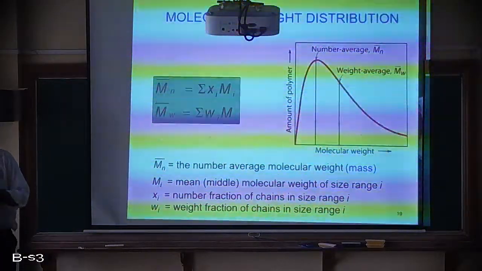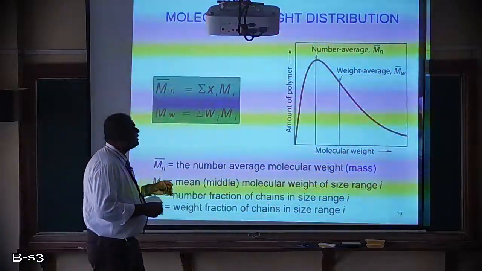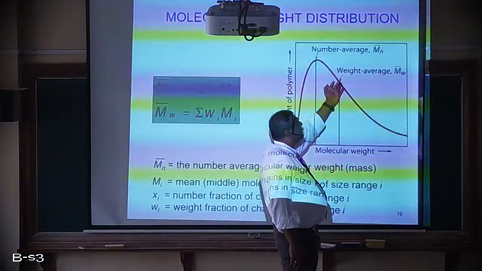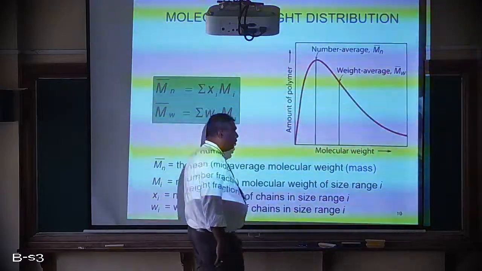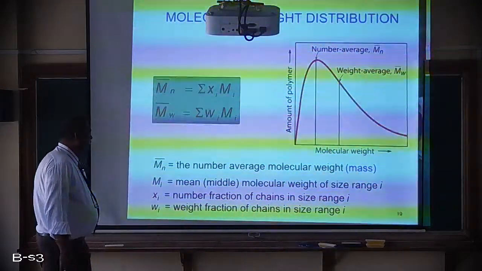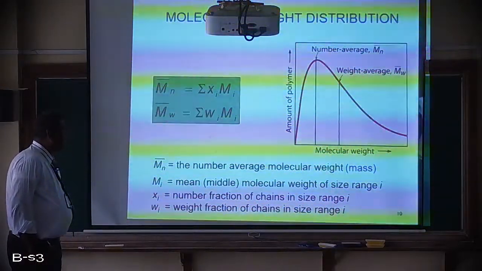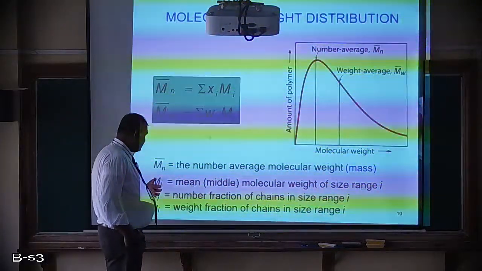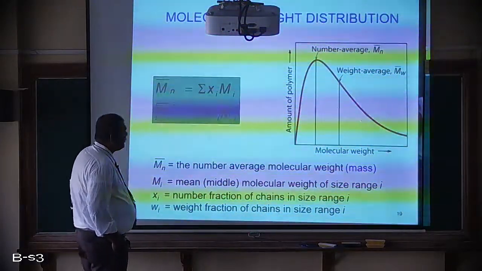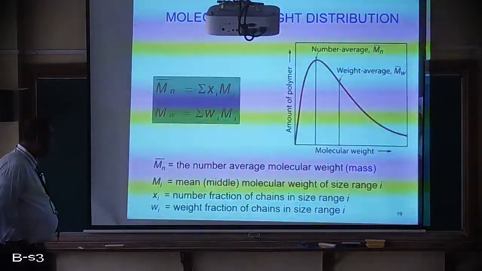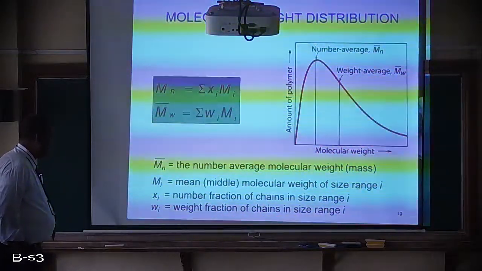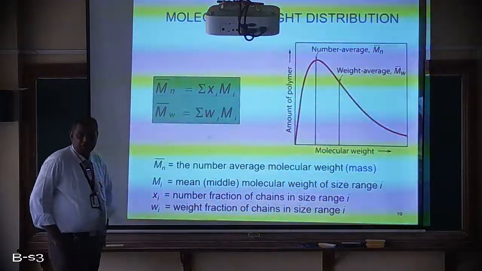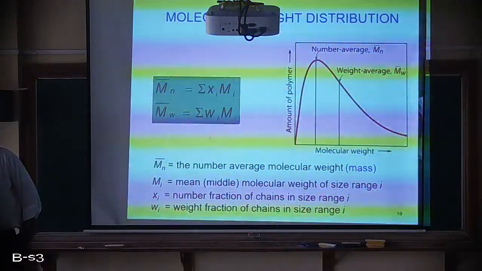So this is the molecular weight distribution. You can see the average number of molecules and average molecular weight. Here Mn is nothing but the number average molecular weight, that is mass. Mi is the mean molecular weight of the size range, and xi is the number fraction of chains in that size range, and wi is the weight fraction of chains in that size range. Okay, so this gives your molecular weight.